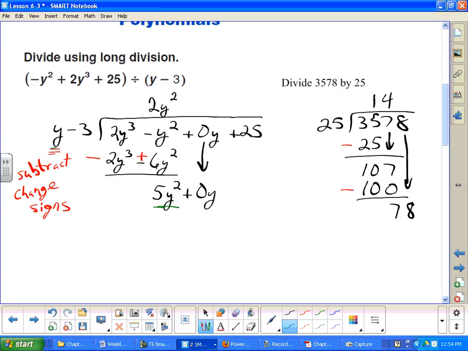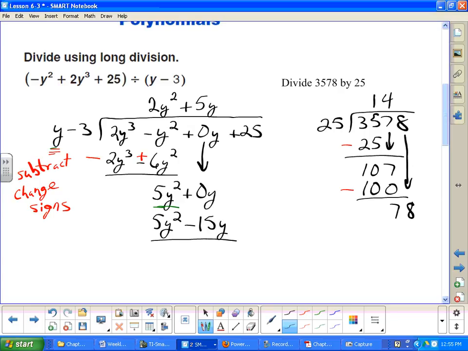5y squared is my number I'm using now, just like the 107. Okay. 5y squared divided by y is what? 5y. Okay. 5y squared then divided by y is positive 5y. Then we're going to multiply. 5y times y, 5y squared. 5y times negative 3 is negative 15y.